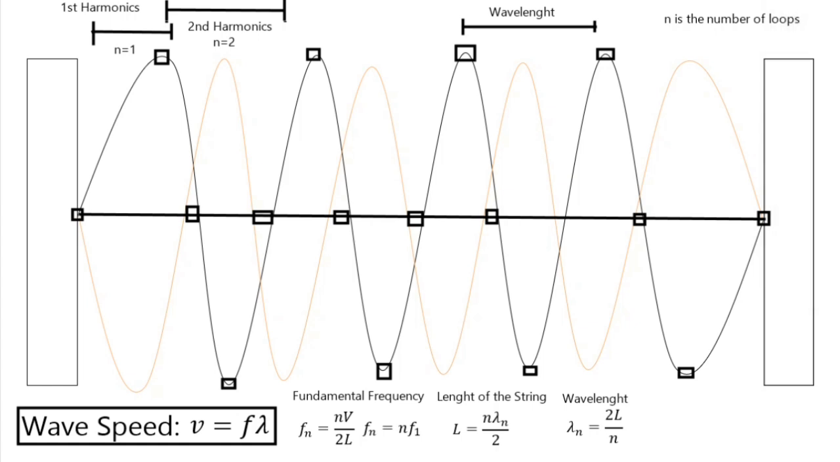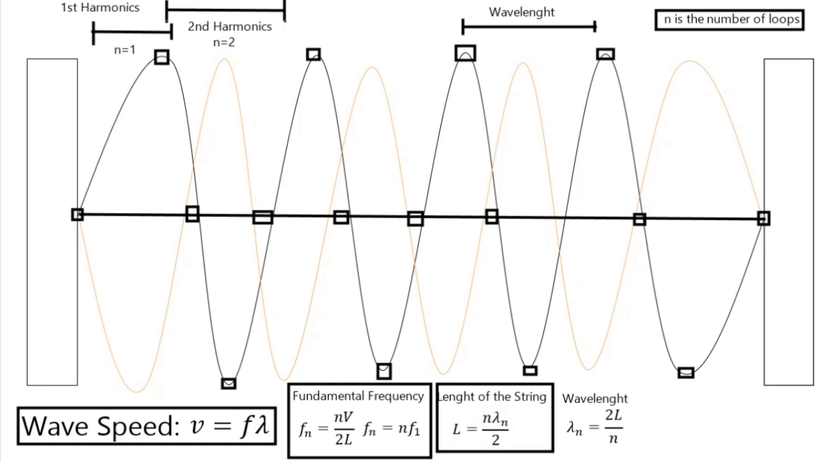wavelength, and we'll still have other parts that we need to understand, like the fundamental frequency and the length of a string and its wavelength at different harmonics. So this is going to be the first harmonic. First harmonic is going to be the first wave, and it does have an antinode, and n is basically the number of loops.